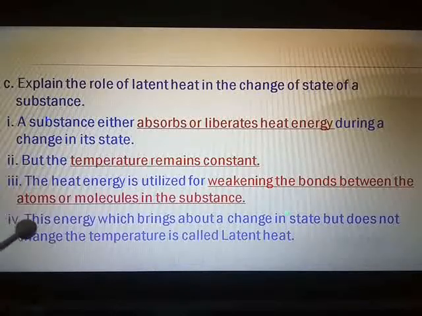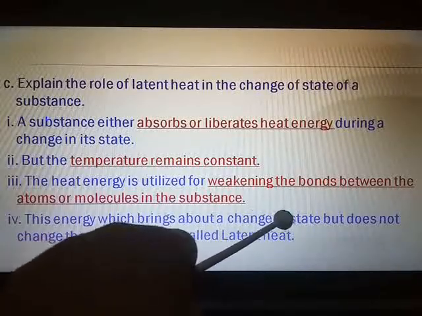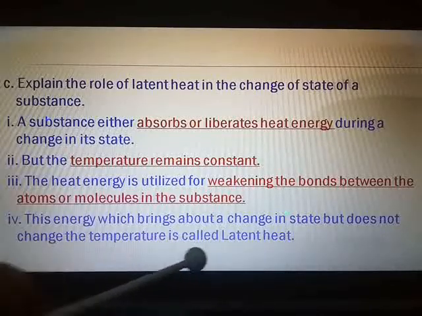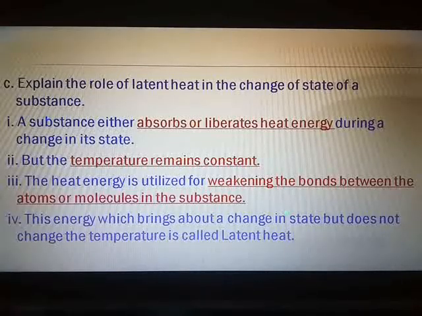And last, this energy which brings about a change in state but does not change the temperature is called latent heat. Very simple. You have to first mention what happens during a change of state, how temperature remains constant, then what this absorbed heat energy is used for, and then that this energy which brings about a change in the state but does not change the temperature is called latent heat.